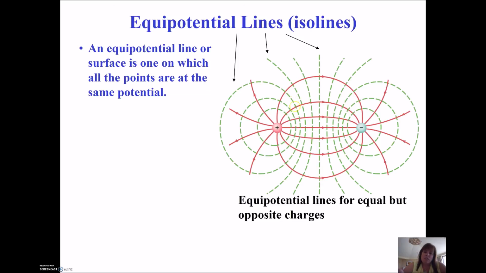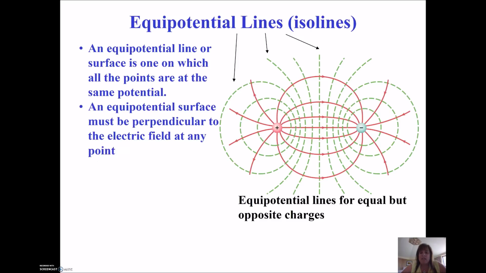So anywhere along these green dashed lines, the potential, that kQ over r, is the same value. Now, a couple of interesting things about equipotential lines and field lines. An equipotential line is always perpendicular to an electric field line.